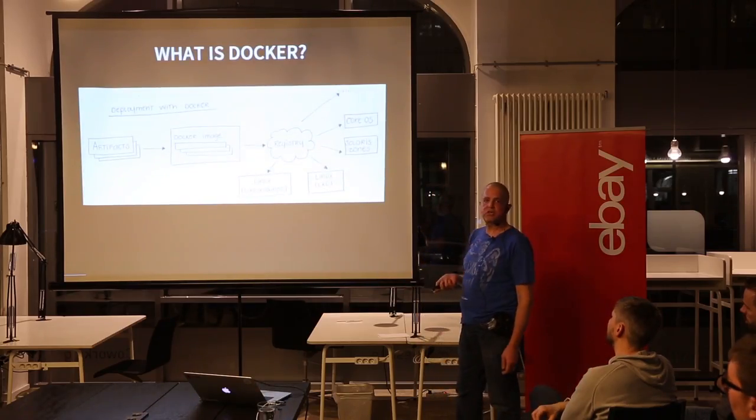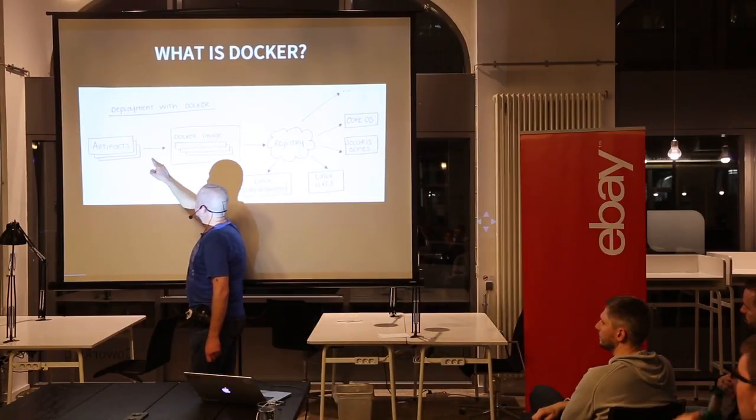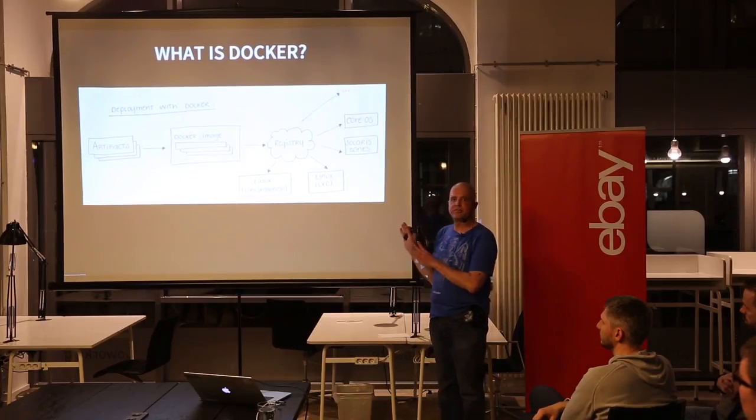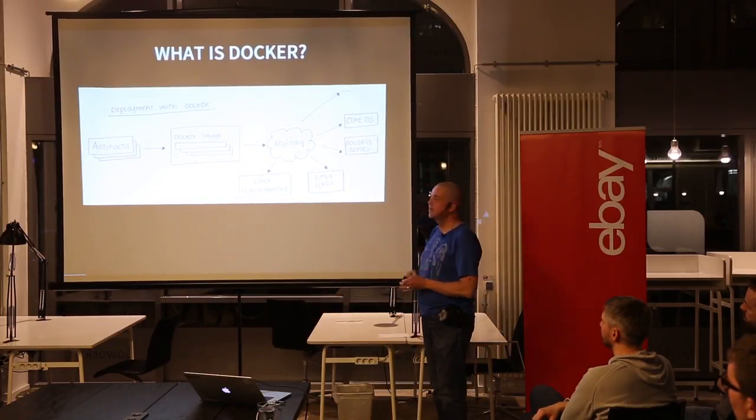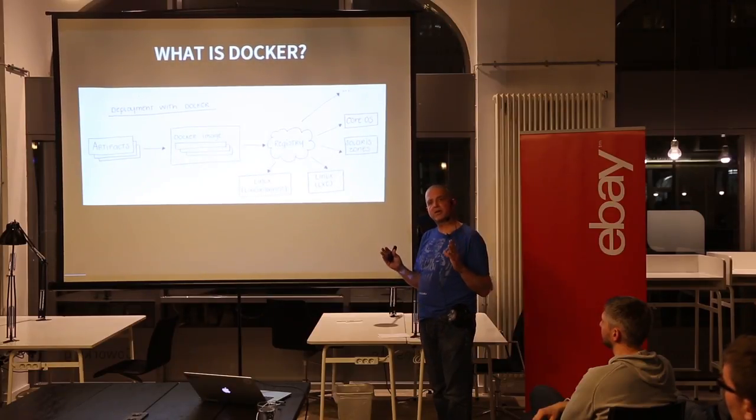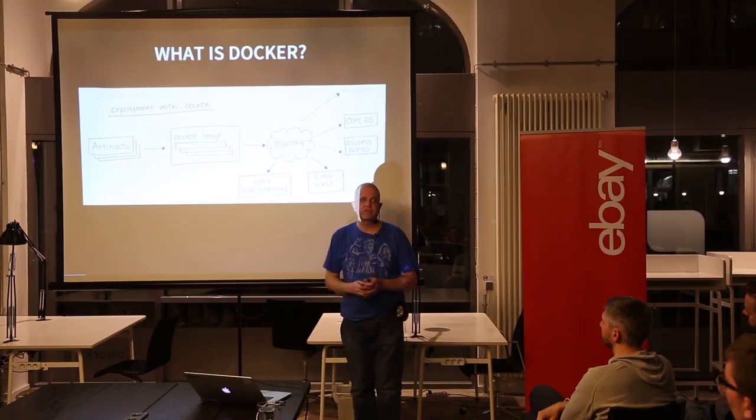So what does Docker bring to the table? Well, you still grab your artifacts, but instead of deploying them directly in the machine, you assemble something that's called the Docker image. And we'll talk about images in a moment. But it's basically a self-contained file that contains your application code with all of the dependencies that it needs.